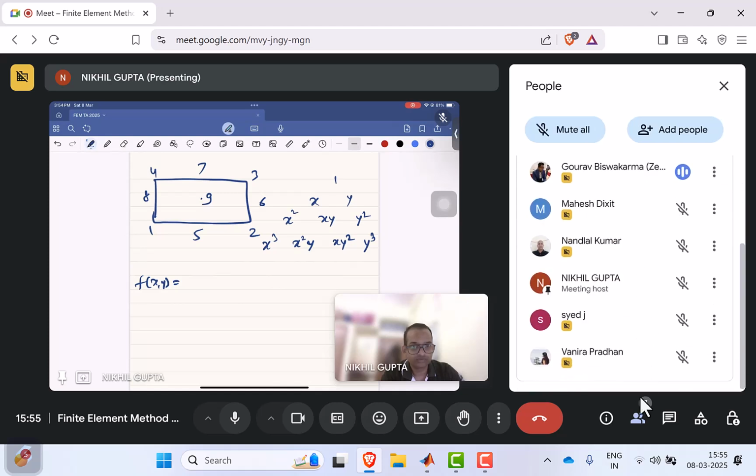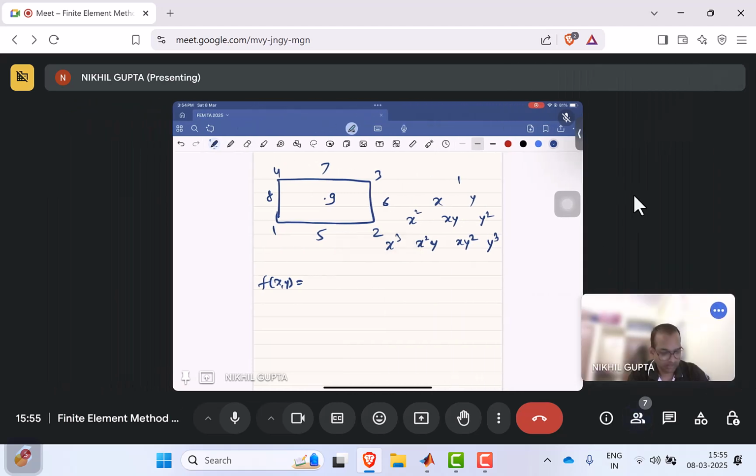There should be 9 terms. Yes, there should be 9 terms. So 9 coefficients should be there. Now how should we start? So we start with x power 0, c0 plus c1x plus c2y plus c3x square plus c4xy plus c5y square. That is how many? 3, 6 terms now.